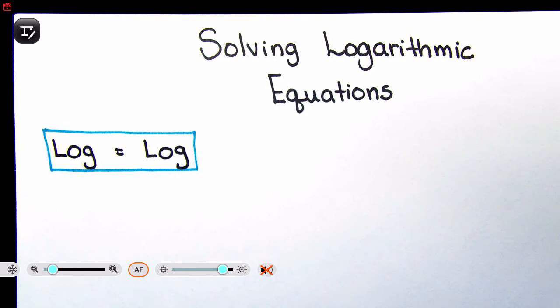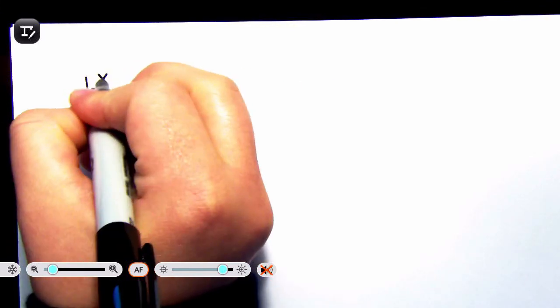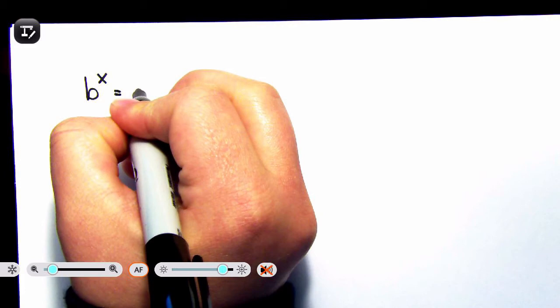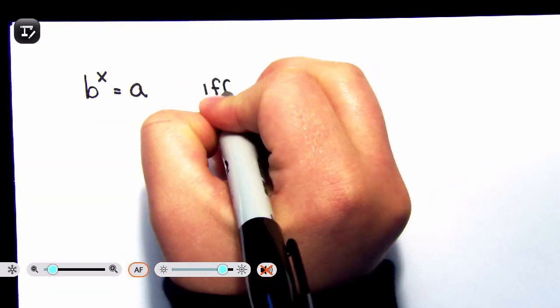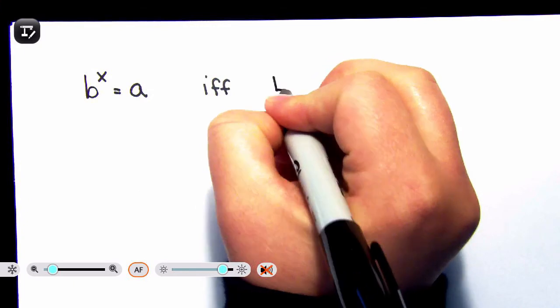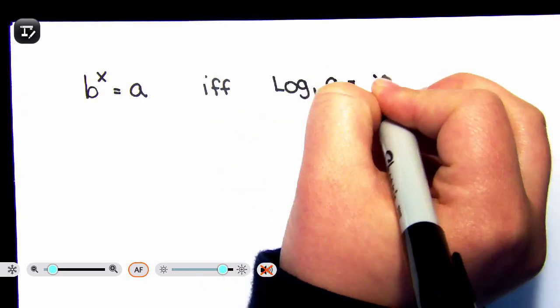Before we jump into solving logarithmic equations, let's talk about our golden rule. In my class, we call it the golden rule. It's not the official name of it. That's just what I like to call it. So it is b to the x is equal to a if and only if log base b of a is equal to x. So let's talk about that.